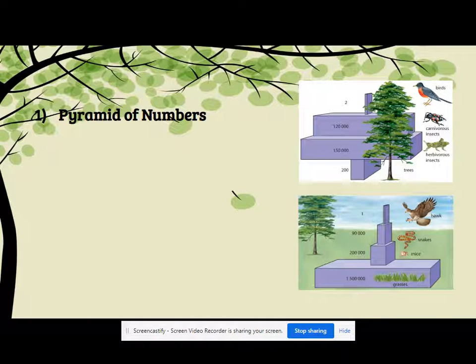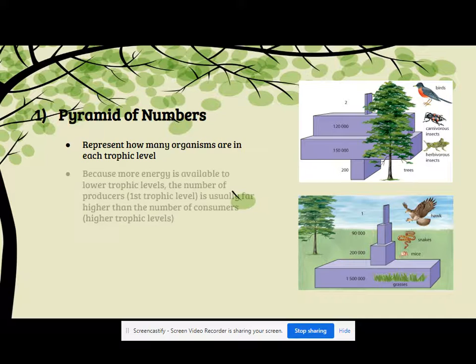Okay, so pyramid of numbers. They represent how many organisms are at a certain trophic level. Remember, trophic levels is the energy. And as you go up, the energy decreases. But also a second trophic level are the consumers, and then you have predators as you go to the top. So you can see in the picture at the top right here, this tree that is supporting a large number of grasshoppers and insects, but the base is really small.